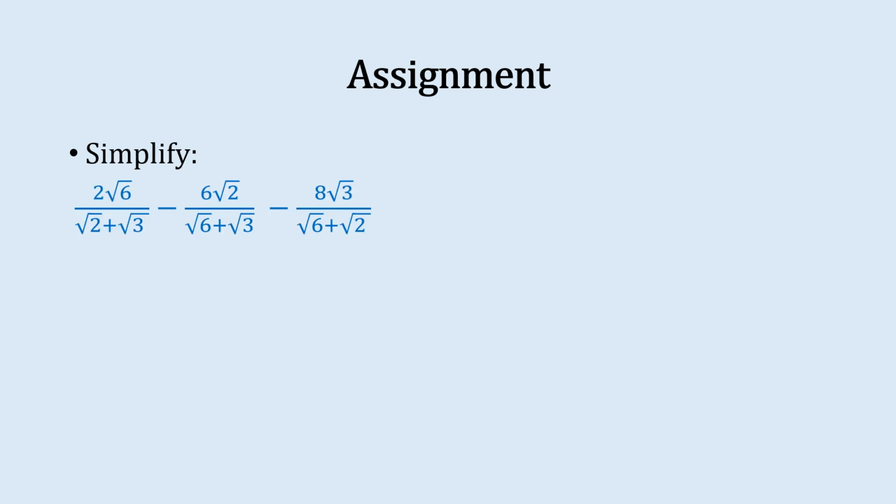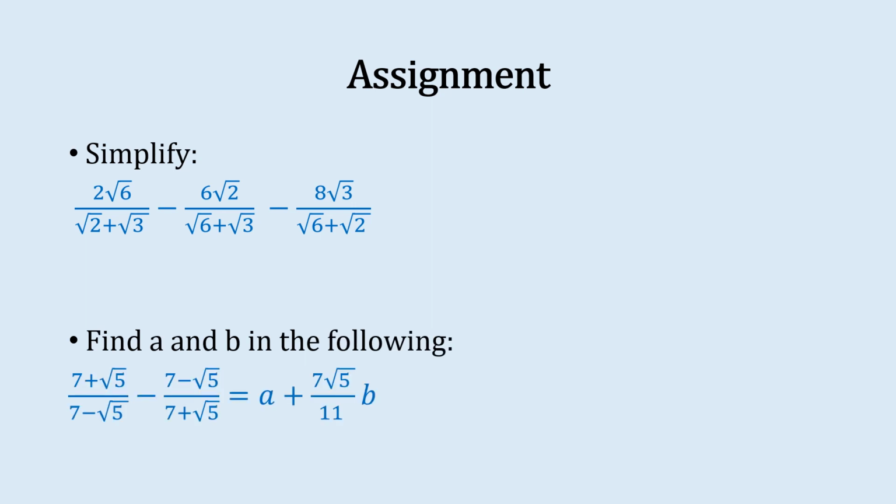Time for assignment. But before this, solve the question which I have done in the previous slide. Do it yourself, try it, and if you have any problem, watch the video again. Then solve the given questions also. First one is simplify. You are given 3 rational numbers. You will simplify them by rationalizing their denominators individually. Then the second question is find a and b in the following. Here you are given 2 rational numbers. You will simplify them by rationalizing their denominators individually and then convert them into the right hand side form. And then you have to tell what is the value of a and what is the value of b after solving.